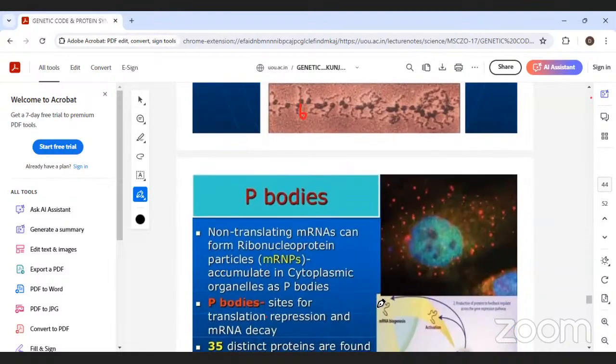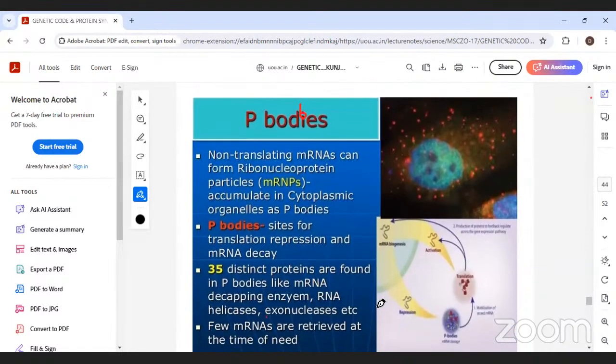Non-translating mRNA can form ribonucleoprotein particles, that is mRNPs, which accumulate in cytoplasmic organelles called P bodies. P bodies are sites for translation repression and mRNA decay. 35 distinct proteins are found in P bodies, like mRNA decapping enzymes, RNA helicases, exonucleases, etc.